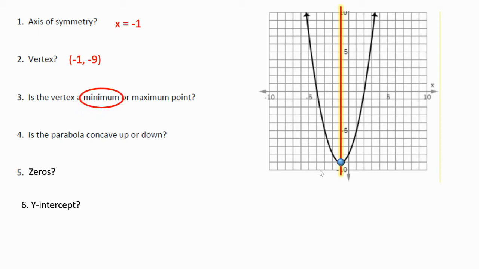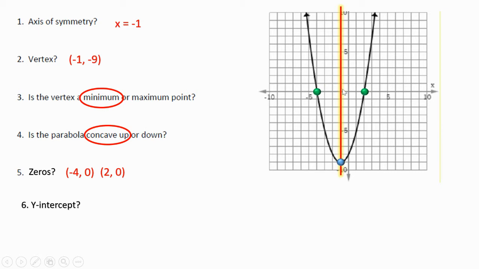In other words, is it opening upward or opening downward? Well, look to where your arrows are. Your arrows are pointing up, so it's opening up. Do we have any zeros here? Well, I have a 0 right there. It's crossing at -4. And then I have a 0 right here that's crossing at 2. And so my zeros in this case would be the points -4, 0 and 2, 0.